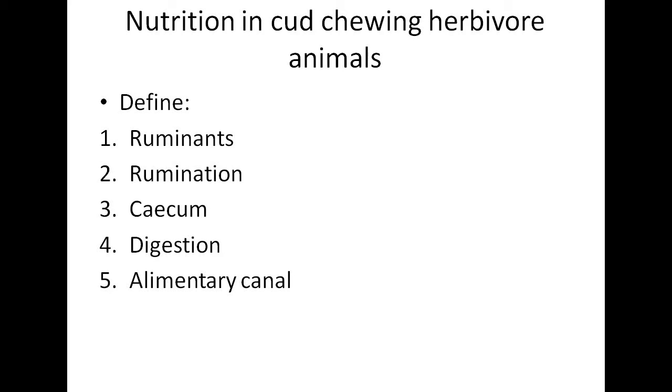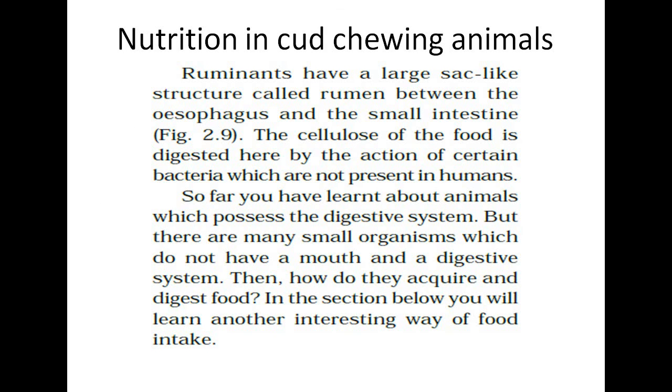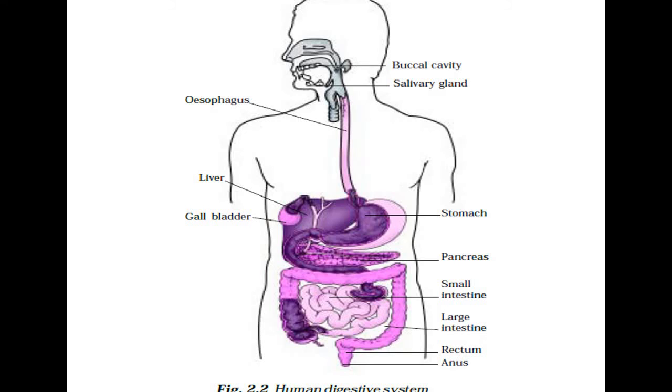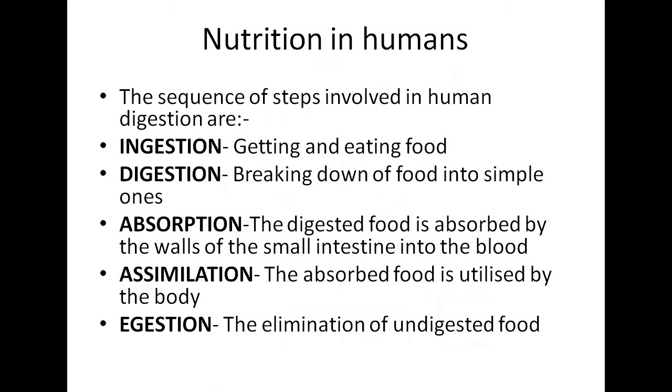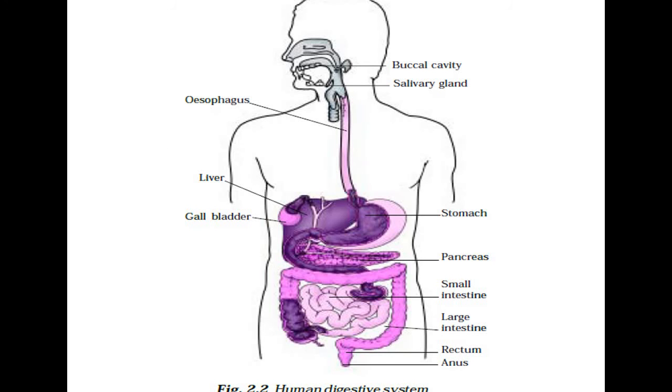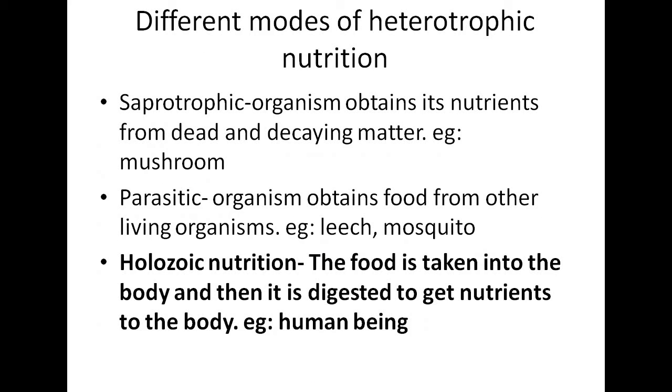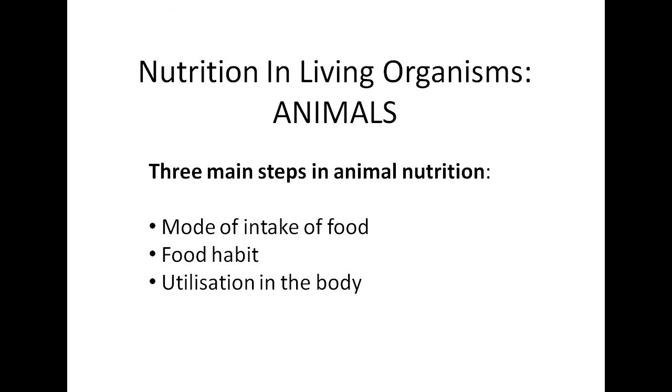Have you done your homework? I hope that you have already written your definitions. Did you define these words in your copy? Now nutrition in animals, and you also have to draw the arrangement of teeth and the different types of teeth. And the digestive system and the steps of digestion, note these down and learn.